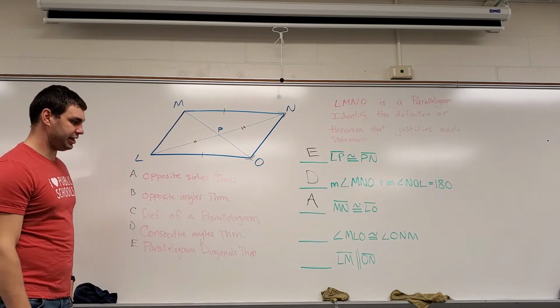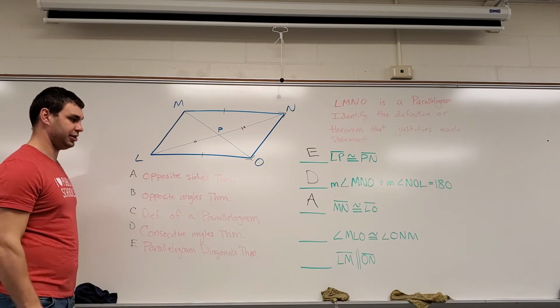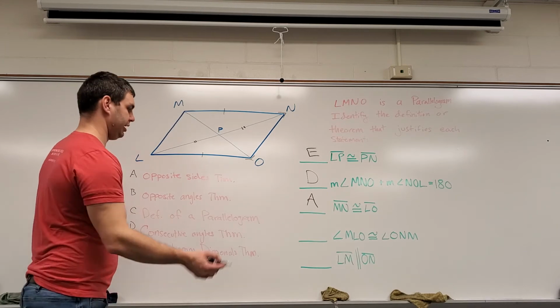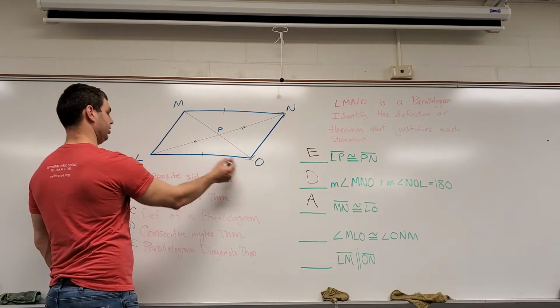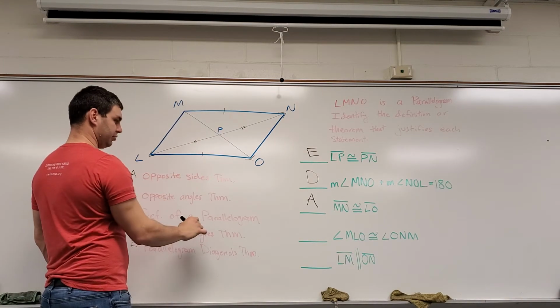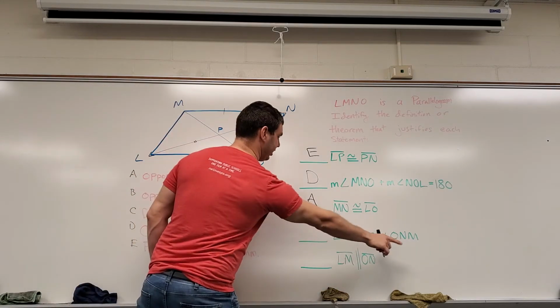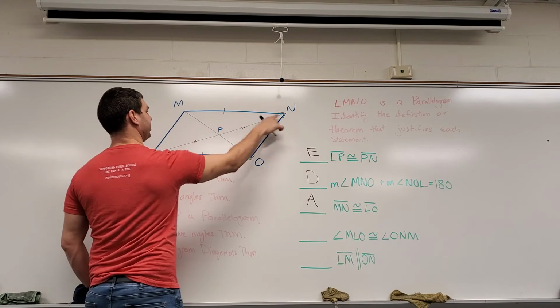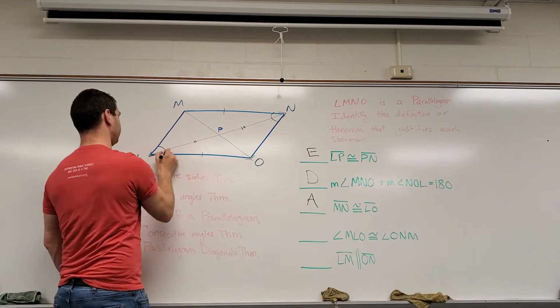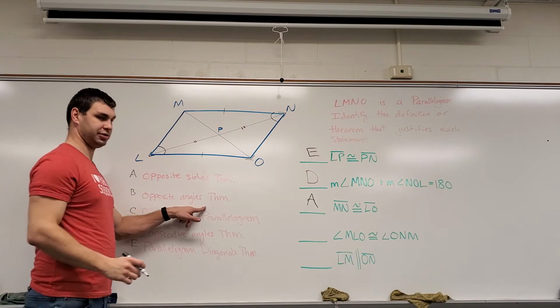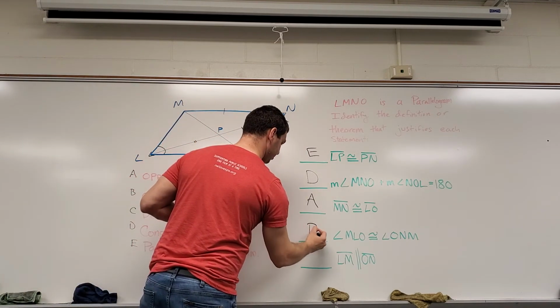Next one says angle MLO is congruent to angle ONM. MLO, this one, is congruent to ONM, this one up here. So if I say those are congruent, that's going to be because of the opposite angles theorem, letter B.